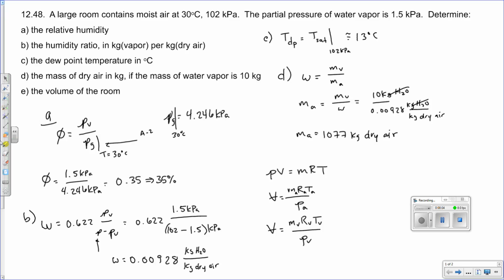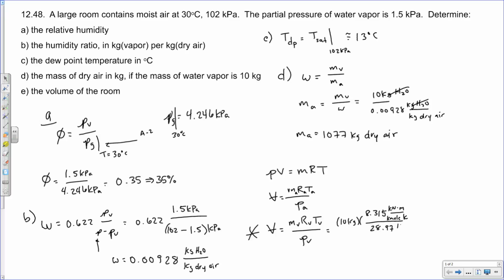So I didn't work this one out in advance, but if we were to consider this last one here, as we want to solve it, the mass of the vapor that was given to us, that's 10 kilograms. RV, this is the specific gas constant, 8.315, I believe, kilonewton meters per kilomole Kelvin. Divide that by 28.97 kilogram per kilomole. That's going to be our RV.